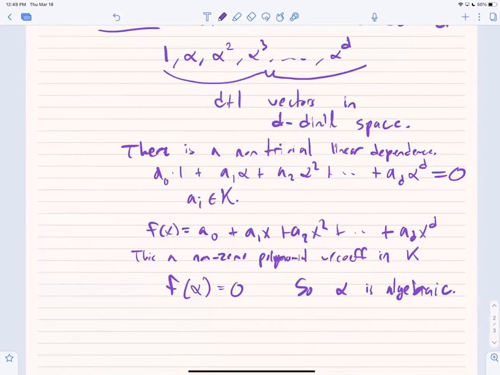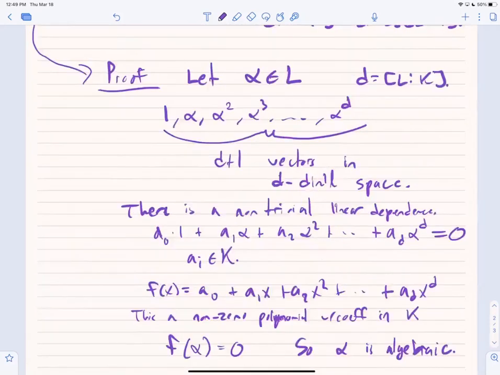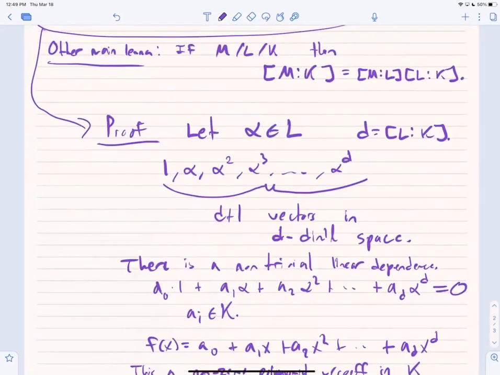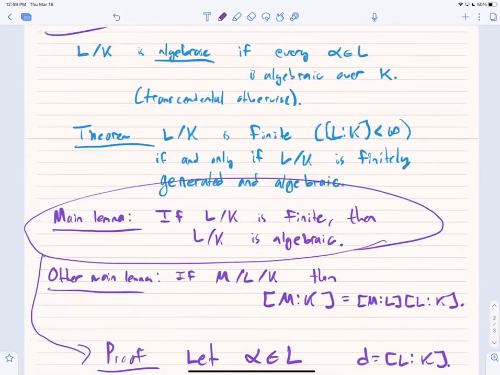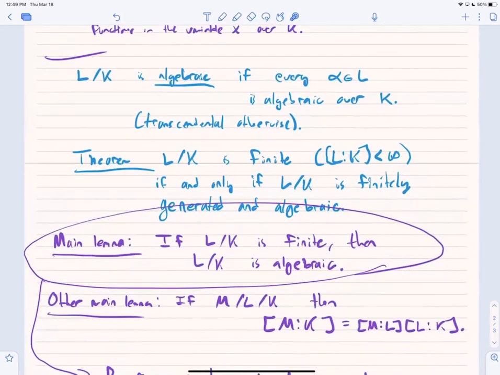Good. Let me go back to this statement and hammer it one more time. The statement of the theorem was that being a finite extension, which means the degree is finite, so the dimension as a K vector space is finite, is equivalent to being finitely generated and algebraic. So that's the statement.